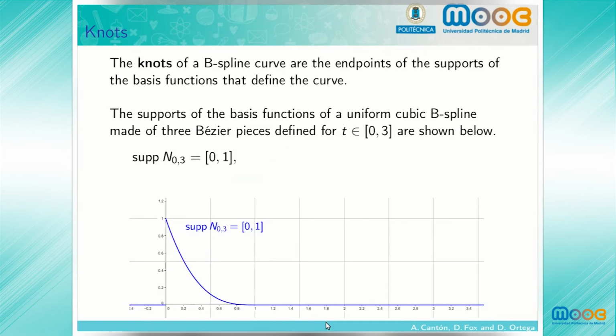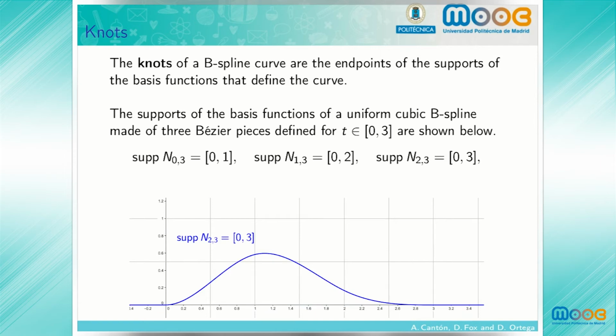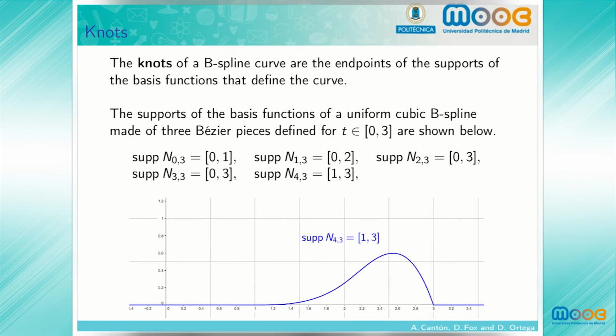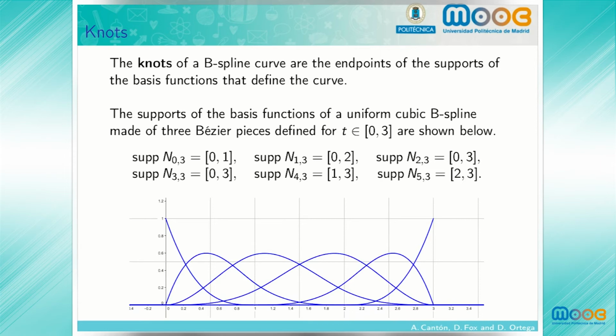The nodes of a B-spline curve are the endpoints of the supports of the basis functions that define the curve. The supports of the basis functions of a uniform cubic B-spline made of 3 Bezier pieces defined for t between 0 and 3 are shown below. The support of the first basis function is the interval 0, 1, where the function is positive. For the second basis function it is 0, 2, 0, 3 for the third and fourth basis function, 1, 3 for the fifth basis function, and for the last basis function it is 2, 3. Here we can see all the basis functions together.